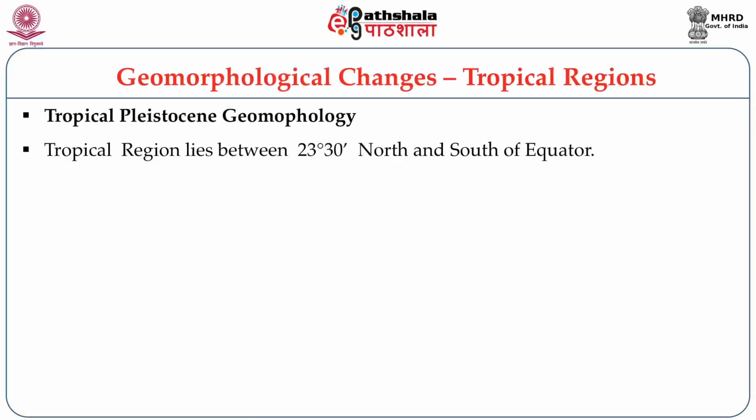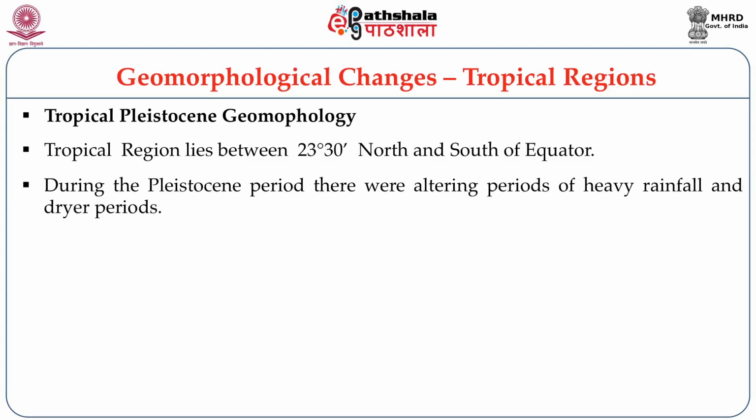So the tropical regions are usually the regions lying between 23 degrees 30 minutes north and south of the equator. Usually the tropical regions receive more radiation from the sun. During the Pleistocene period, because of the altering climatic conditions, during the colder climatic conditions it was a relatively drier period, but in the warmer climatic periods, there used to be heavy rainfall. Because of this alternating heavy rainfall and less rainfall, various changes have occurred in the geomorphology of these regions.